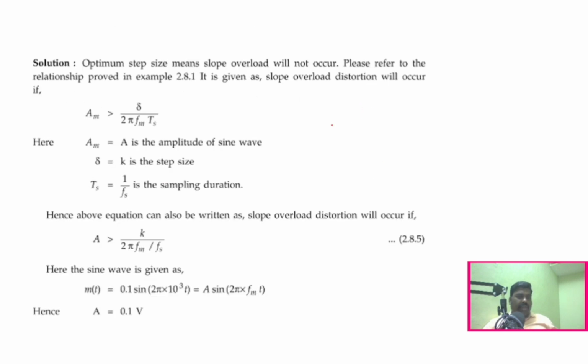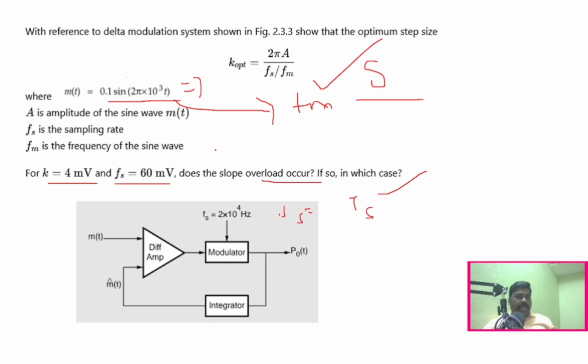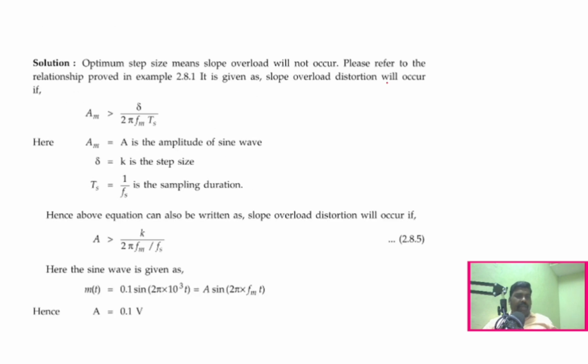Now we'll see how we're going to derive this. The question is whether slope overload will happen or not. Now we'll see the condition where a slope overload error will occur. If slope overload occurs, Am is greater than del by 2 pi fm Ts. And how will you obtain the fm value?